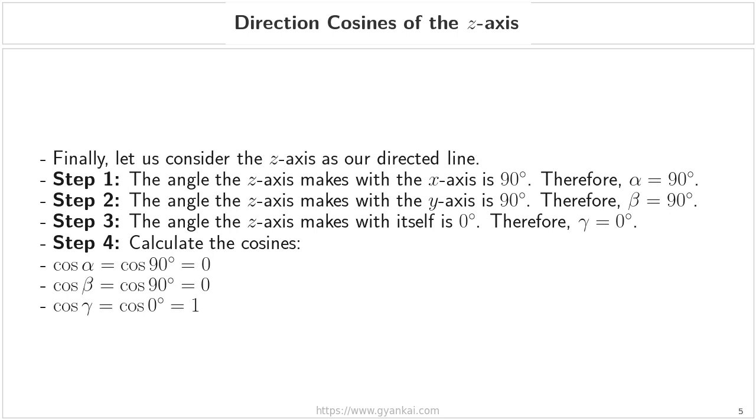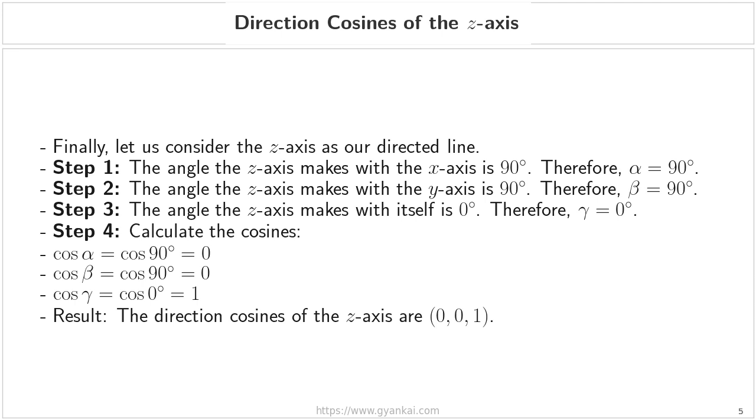Step 4. Now, we simply calculate the cosines of these angles to get our values. First, cosine of alpha, which is cosine of 90 degrees, equals 0. Second, cosine of beta, which is cosine of 90 degrees, also equals 0. And third, cosine of gamma, which is cosine of 0 degrees, equals 1. As a result, we can conclude that the direction cosines of the z-axis are 0, 0, 1.